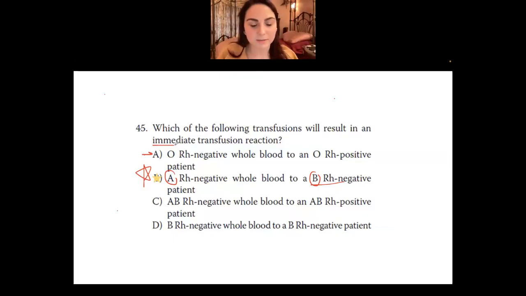But usually it's very quick, because again, you have the anti-A in the body already if you're B. And then all of these other ones can be done.